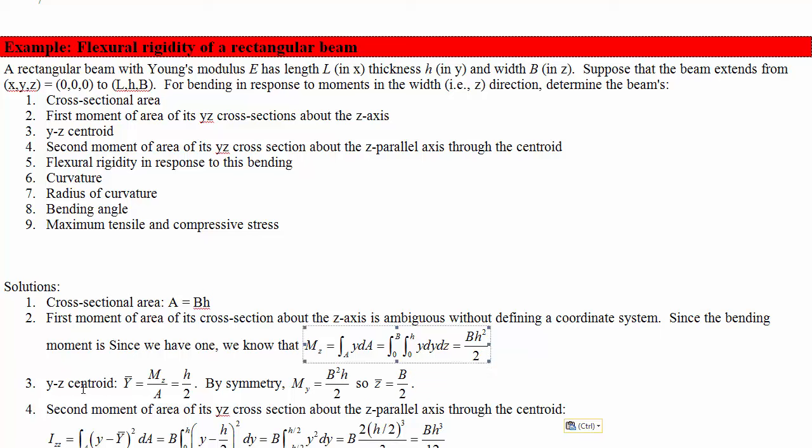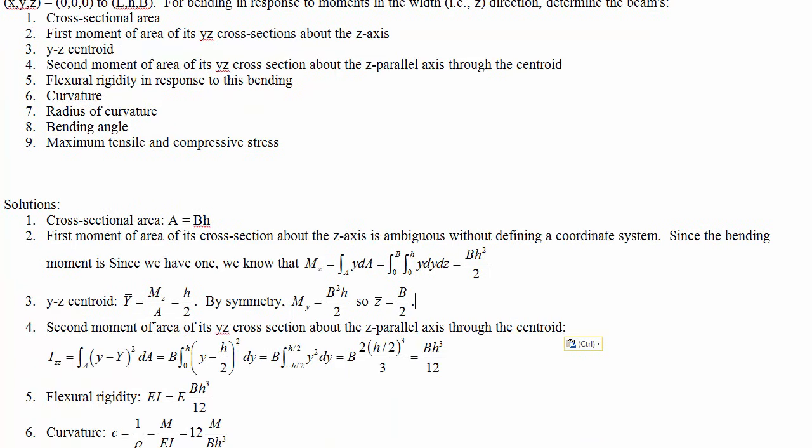YZ centroid would have the y coordinate of its Mz over A, so that turns out to be h over 2. Not surprising, it's just halfway up in y. Similarly, in z, it's halfway through the extent in z. Second moment of area of its YZ cross-section about the Z parallel axis through the centroid. This is the one that you would use for bending.